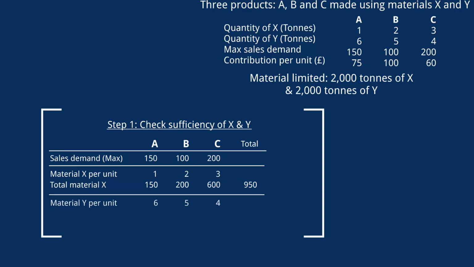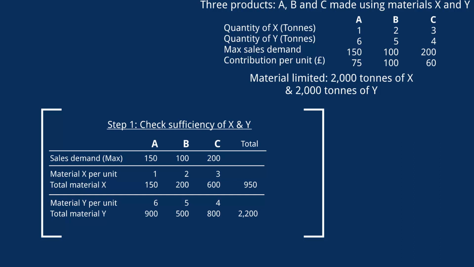But what about material Y? It uses a lot more, 6 tons for A, 4 tons for C. So we repeat the process, multiplying the material required per unit by the maximum sales demand. So for product A, that's 900 tons. For product B, 500 tons. For product C, 800 tons, giving us 2,200 tons of material Y required.